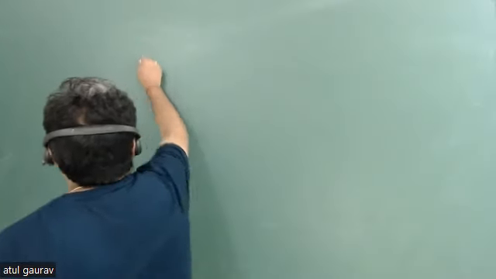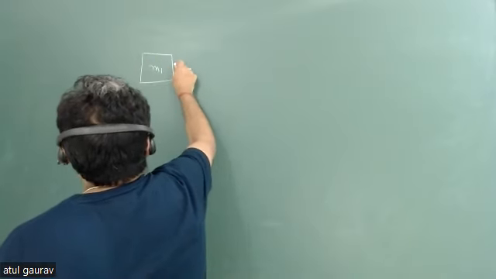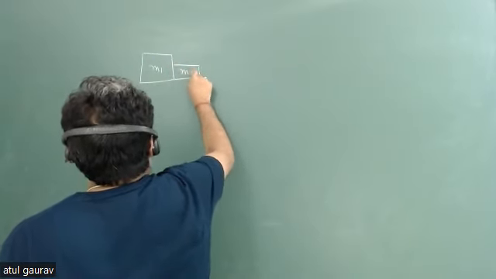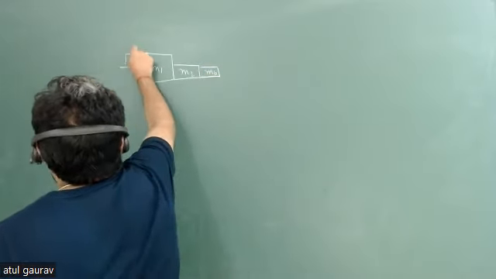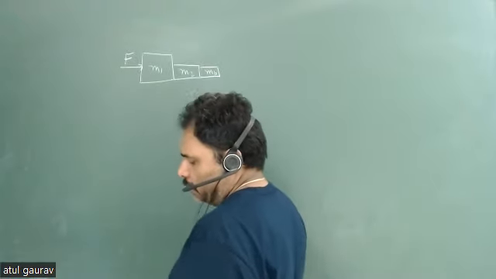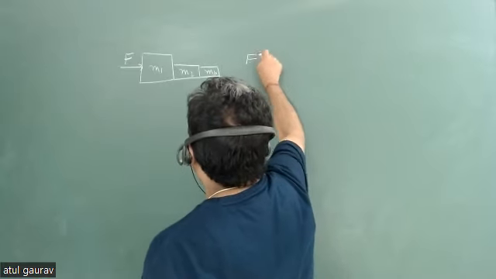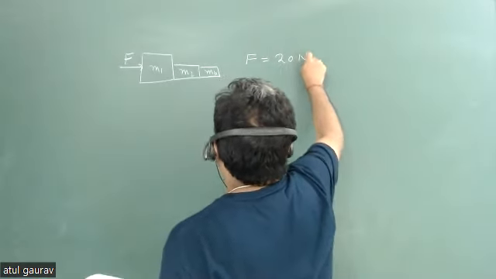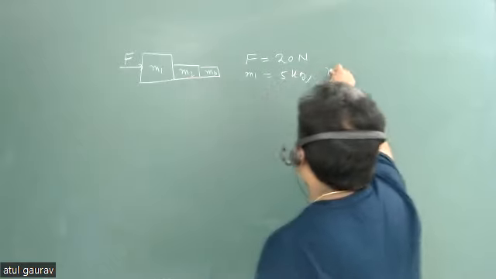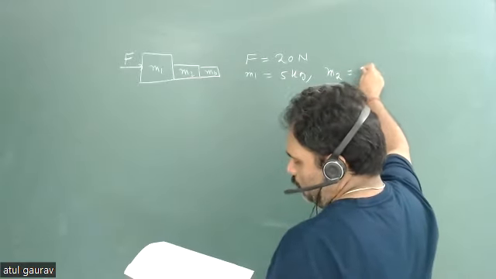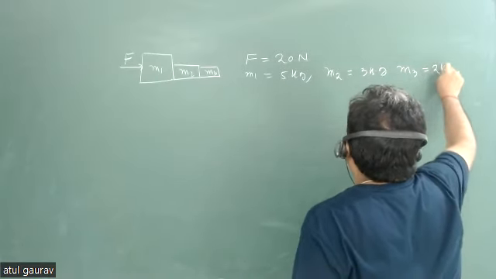Start with a very simple problem, but yes, it is interesting. So suppose this is mass m1, this is mass m2, this is mass m3. The force is acting on this particular mass m1, and the F is given as 20 Newton. M1 is given as 5 kg. M2 is given as 3 kg. And M3 is equal to 2 kg.